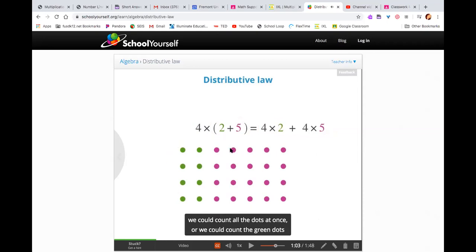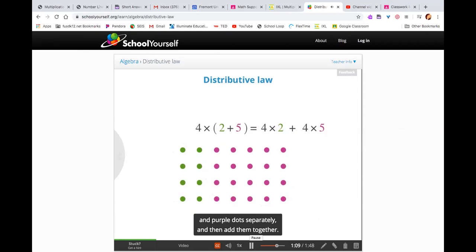So, are you guys following that? Yeah. Okay, good. So we can write the problem 2 different ways. That's all he's explaining. You could write it with a group, or you could write it separately. Next. We could count all the dots at once, or we could count the green dots and purple dots separately and then add them together.